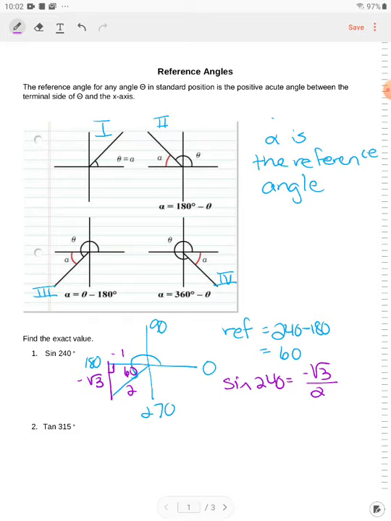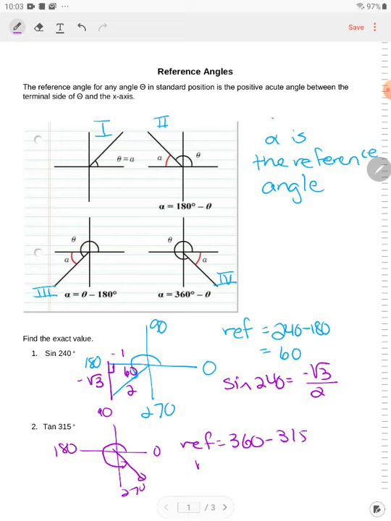So the first thing we want to do is to draw a picture. So again, where's 315 degrees? 0, 90, 180, 270. So now our angle, starting from the x-axis, is in quadrant 4. And in quadrant 4, our reference angle is 360 minus the angle, which is 315. So our reference angle is 45 degrees. Okay. And again, we can draw a picture. Now, I know my sides are 1, 1, square root of 2.